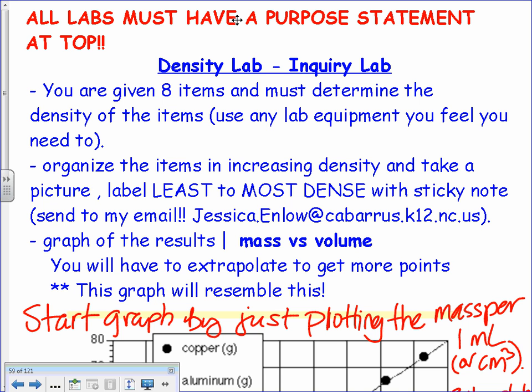So those are your 2 methods of solving for volume, and the other one is mass, so we're going to be using a scale. I'll give you 8 objects, and you have to find their masses, volumes, and therefore their densities via calculation. And I want you to order them from least to most dense, and then take a picture of it and send it to me by email, okay? One person needs to do that.